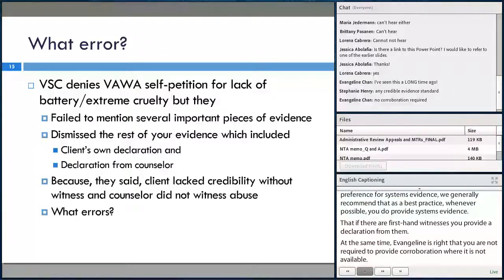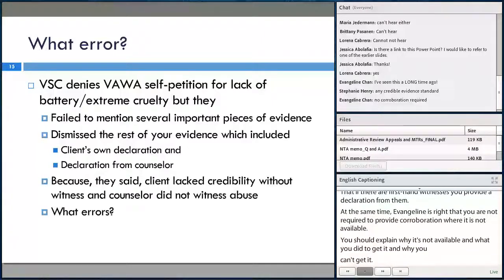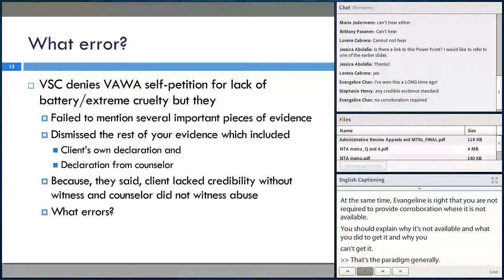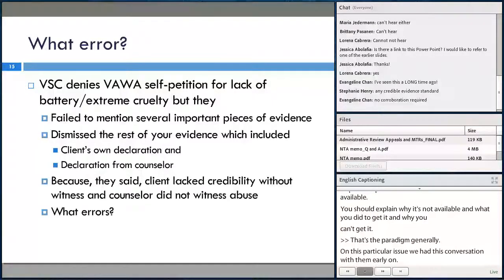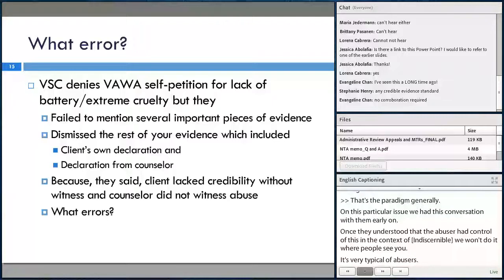On this particular issue, we had this conversation with them early on, and once they understood abusers' control and the context of domestic violence, that if you're a savvy abuser, you're not going to do it where people see you, right? That's very typical of abusers. So they agreed that their templates, because they do have templates that they send out, should not have that language in. That's a primary evidence template, as Amy said.